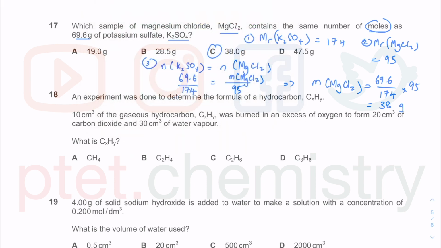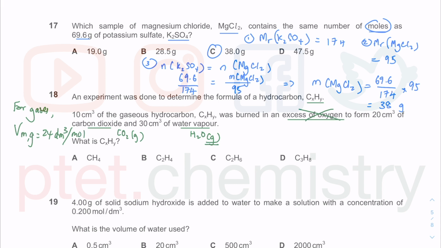Question 18, so we want the formula of the hydrocarbon CxHy. So what can we say? We have excess oxygen, so that means we don't use whatever oxygen is for our calculation. You get 20 cm³ of carbon dioxide. Water vapor, this is very important, because water vapor means H2O is a gas. CO2 is a gas, because for gases, we know that gases occupy 24 dm³ per 1 mole of gas, because this is the unit for molar volume of gas. 1 mole of any gas occupies a volume of 24 dm³ at room temperature and pressure.